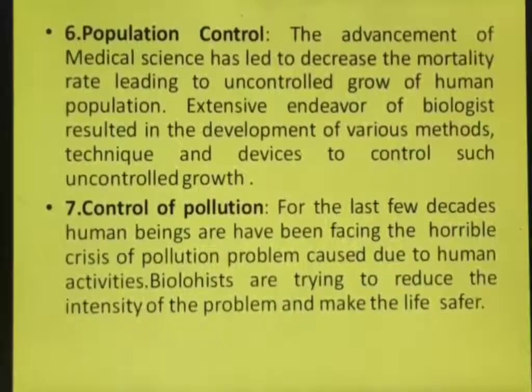Next is control of pollution. As you know, with the increase of the human population, the level of pollution is growing at a faster pace. As we have observed for the last few decades, human beings have been facing a horrible crisis of pollution caused by human activities. So biologists are trying to reduce the intensity of the problem and make life safer. Various measures were designed by the biologists for controlling air pollution, water pollution, soil pollution, and all these things.